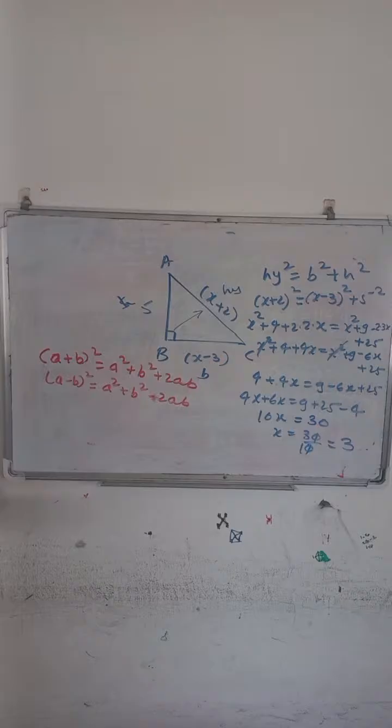Okay, finished everyone? Then write down the next one. One of the angles of a triangle is 130 degree.